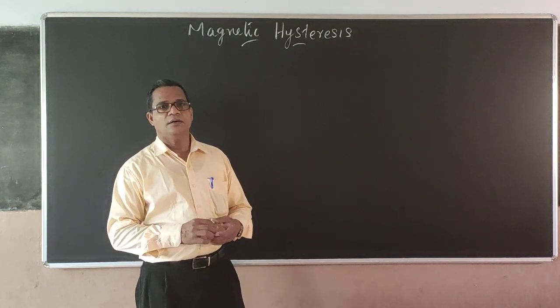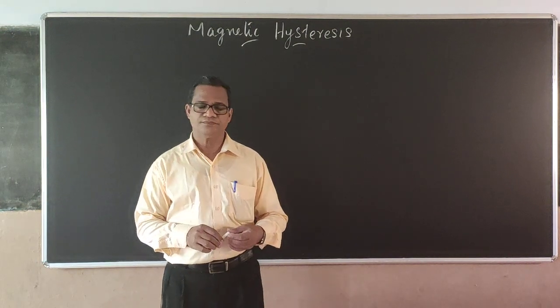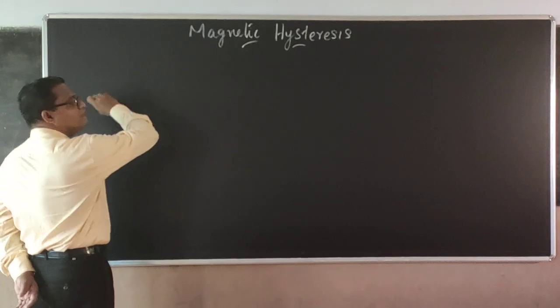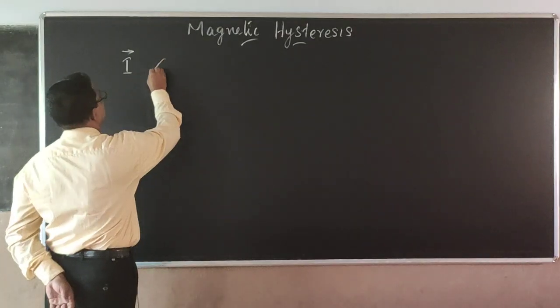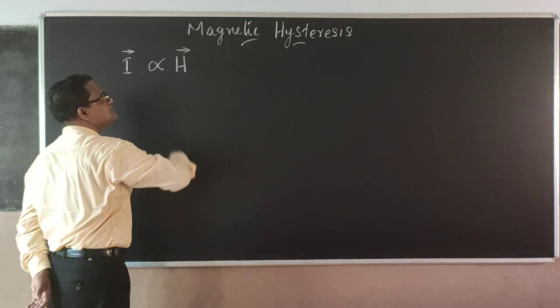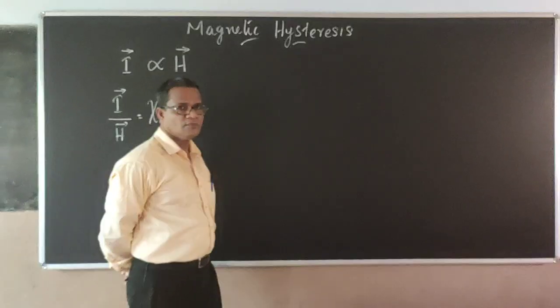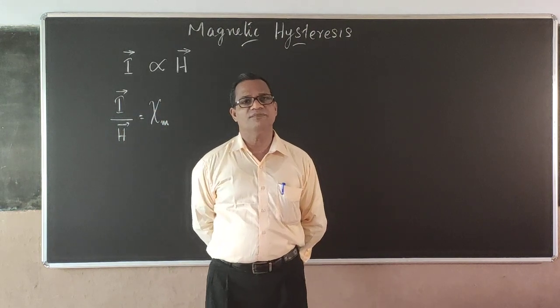You studied magnetizing field and intensity of magnetization, and based on that we understood intensity of magnetization I vector is found to be directly proportional to the magnetizing field H vector, and I divided by H is equal to chi m, and that chi m is called the magnetic susceptibility of the material.